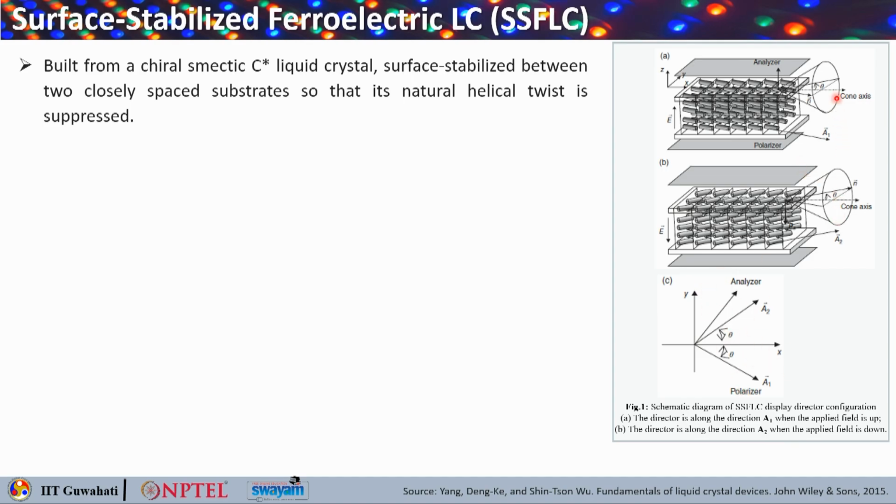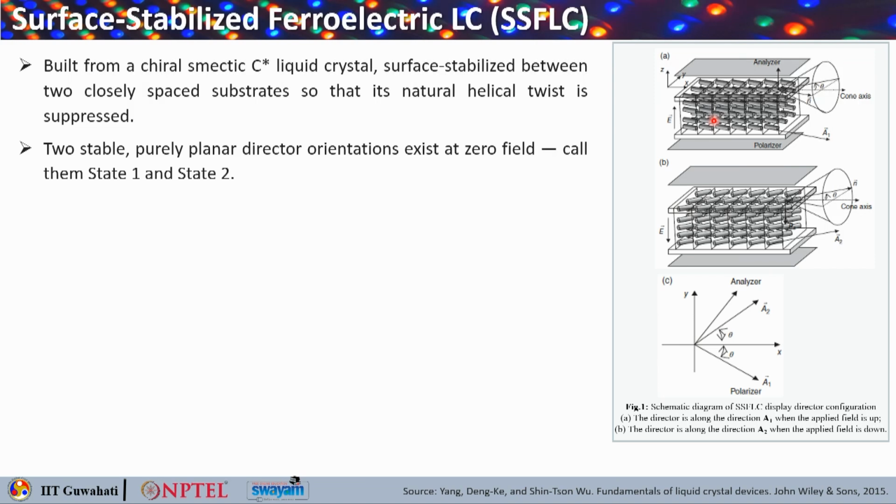In one case, you have this theta along this axis. In the other case, the theta is on the other side, so it's like plus and minus theta. You can see from here how they are moving. So, what is this cell? It is built from a chiral smectic C-star liquid crystal, surface stabilized between two closely spaced substrates, so that its natural helical twist is suppressed.